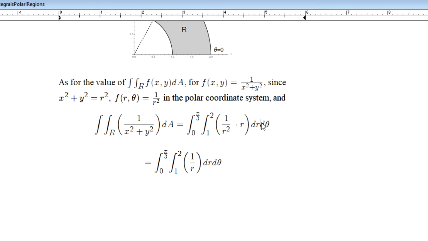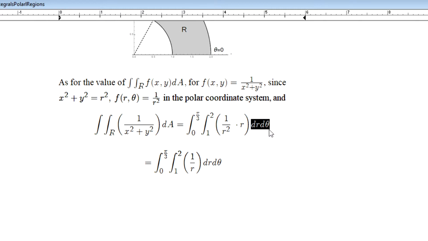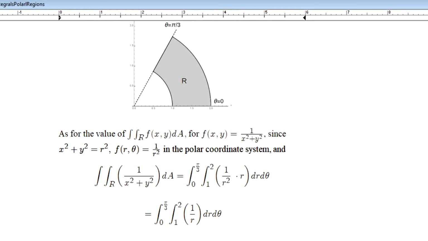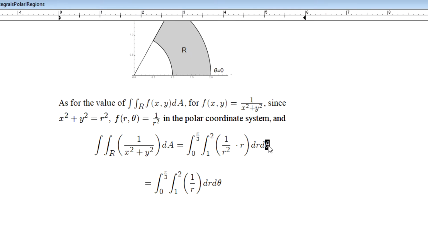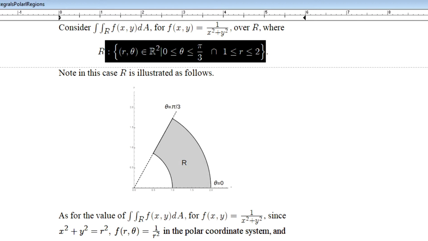This integration then has to occur in a very specific order, that order being dr d theta. With little dr, r is integrated across the bounds from 1 to 2, as we had seen defined back here in our description of R. And theta is the outer integral, occurring across the bounds from 0 to pi over 3, the bounds we saw expressed in terms of theta in our description of R in this polar coordinate system.